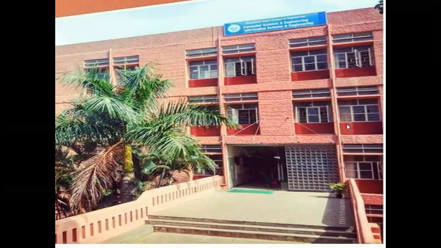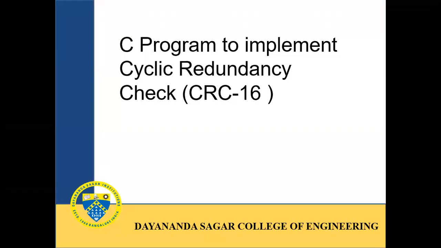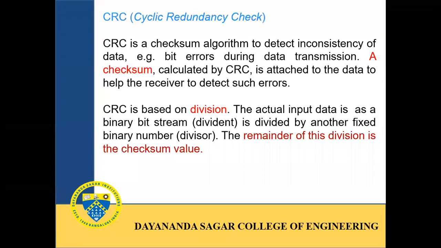In this session, we'll see the lab program which is used to implement the cyclic redundancy check that is used to detect the error in the data link layer, which is implemented using a C program. First, we'll understand the concept.